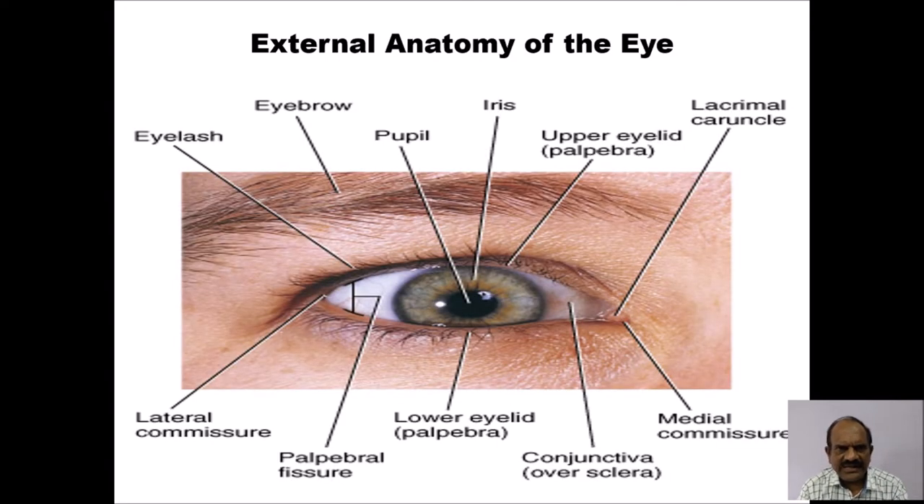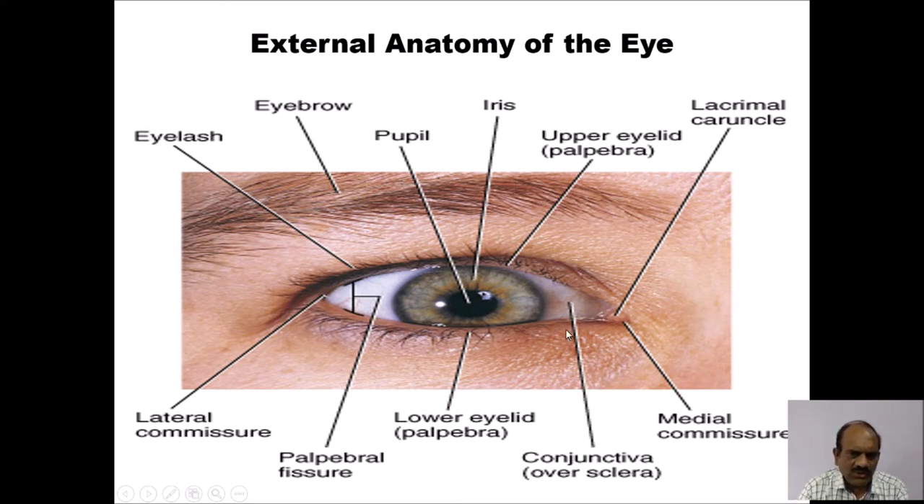Now let us understand what the external anatomy of the eye, or eyeball, is. The eye, as you can see, is situated in the cavity of the cranium, which we call the orbit. What you can observe here is that the first distinct features we observe are the eyelashes, the eyebrow, and the eye proper.